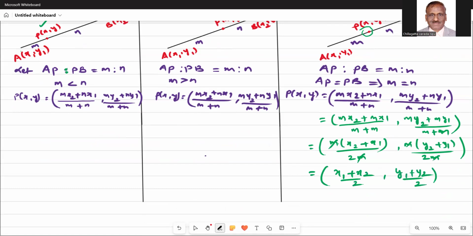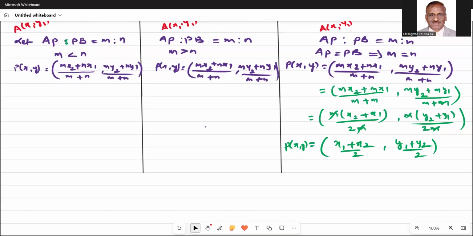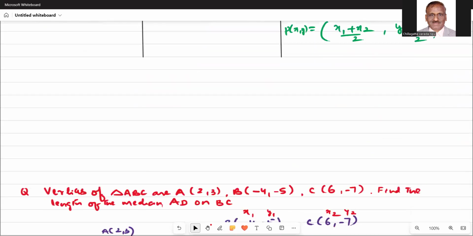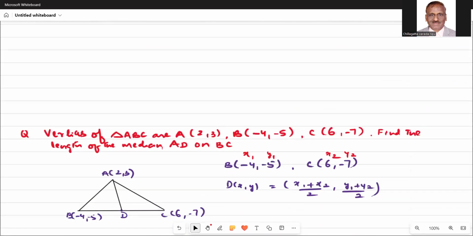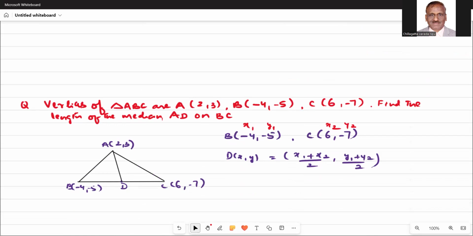This formula we can use to find the coordinates of a point P which divides the line joining two points internally in the ratio 1:1, that is nothing but the midpoint of the line joining the two points A and B. So we'll solve one application problem connected to the midpoint formula.